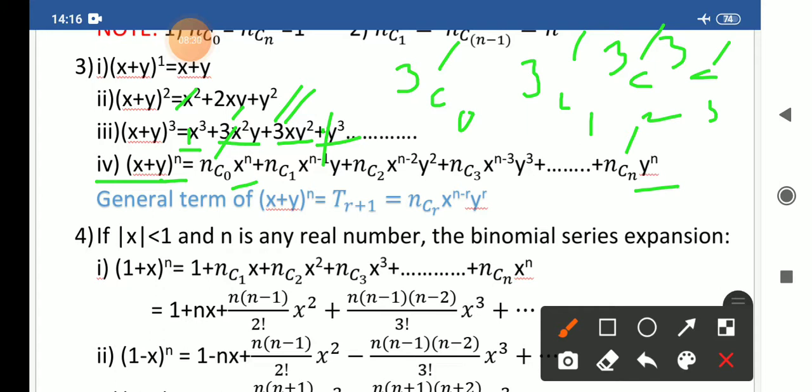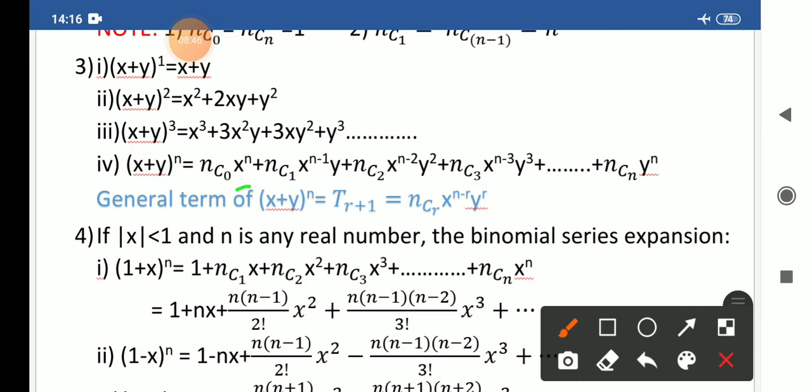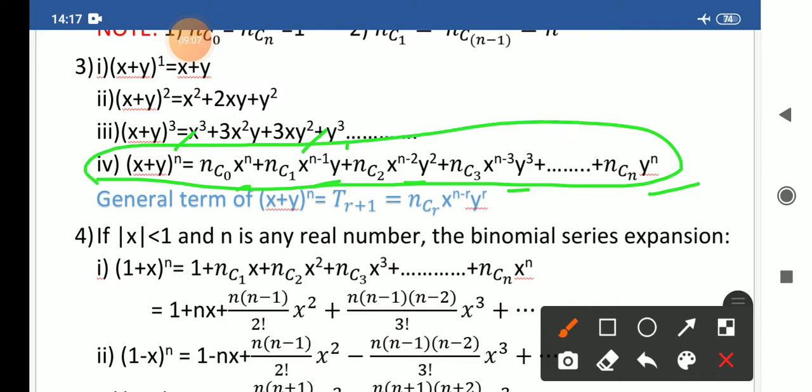Now, the index of x is decreasing. Here this is x power n minus 1, x power n minus 2, x power n minus 3, like that. The power of y is increasing. Here observe this, there is y power 0, y power 1, y square, y cube, last y power n. Sum of the powers is equal to the index. This is the power n. x power n minus 1 y power 1, sum of the powers n minus 1 plus 1 is equal to n. So you remember this. This is called binomial expansion.